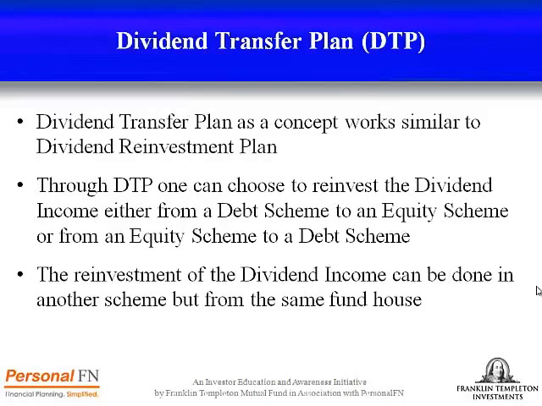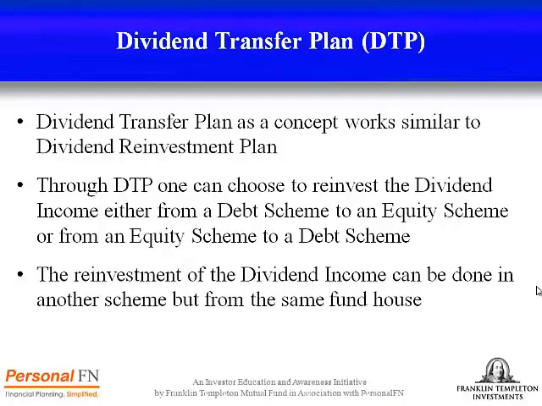Then the next concept is Dividend Transfer Plan, DTP. Dividend Transfer Plan as a concept works similar to Dividend Reinvestment Plan, but with a difference in structure. Through DTP, one can choose to reinvest the dividend income either from a debt scheme to an equity scheme or from an equity scheme to a debt scheme. The idea is to move the dividend income to a different asset class.